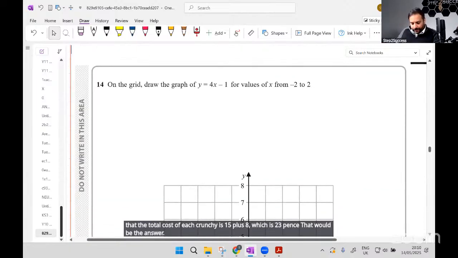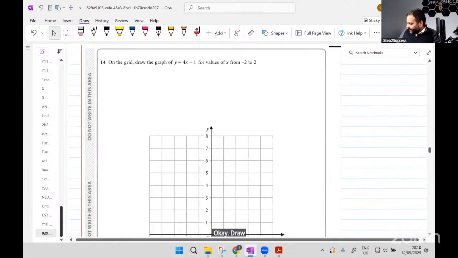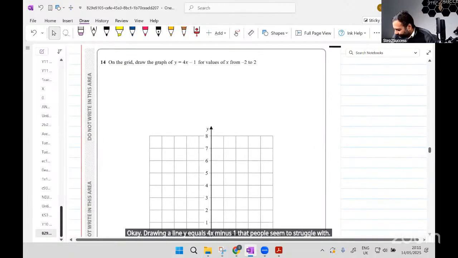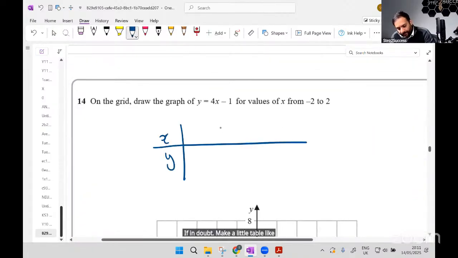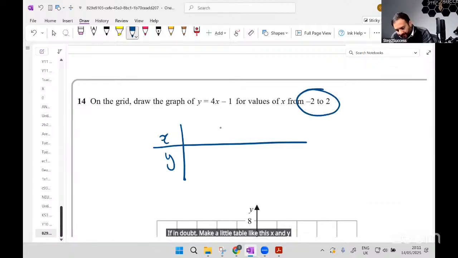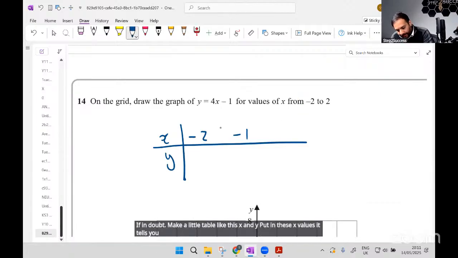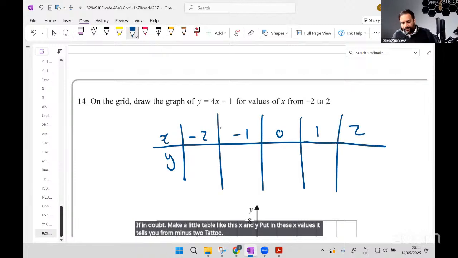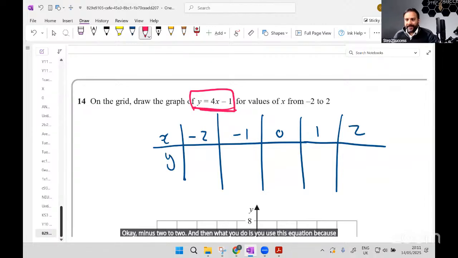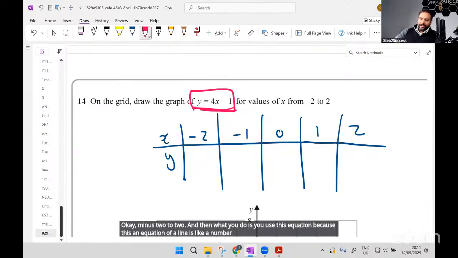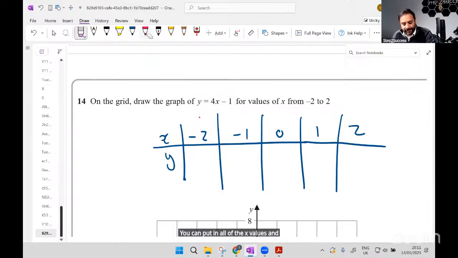Okay. Drawing a line y equals 4x minus 1, that people seem to struggle with. If in doubt, make a little table like this, x and y. Put in these x values. It tells you from -2 to 2. Okay, minus 2 to 2. And then what you do is you use this equation, because an equation of a line is like a number machine that you put in values and you get out values. You can put in all of the x values and get out the corresponding y values.